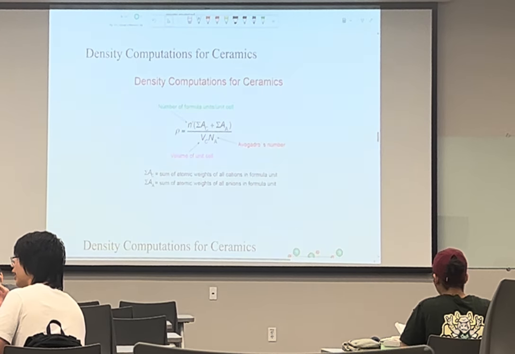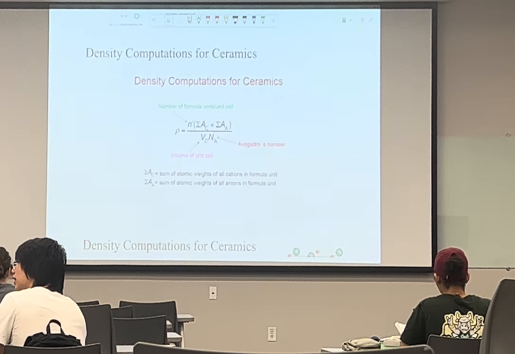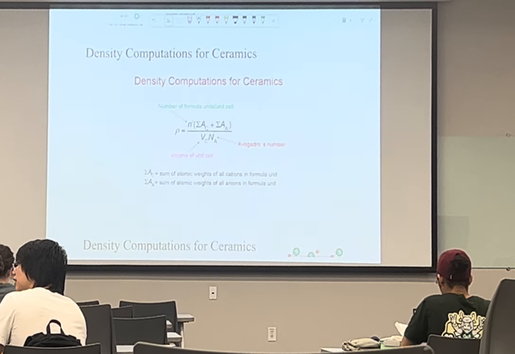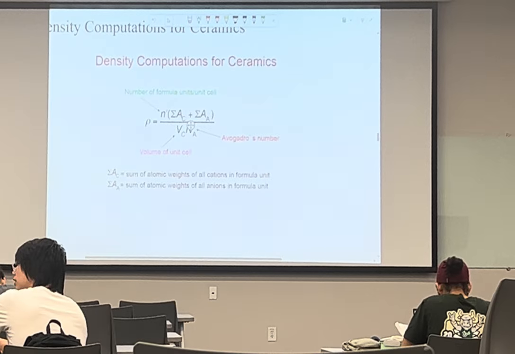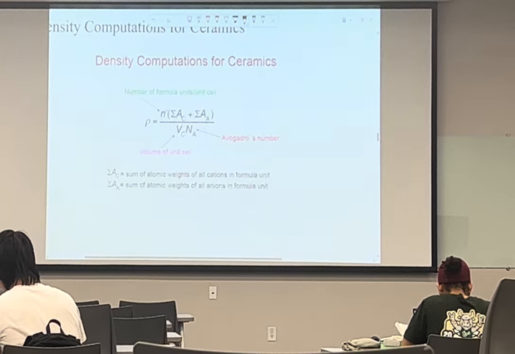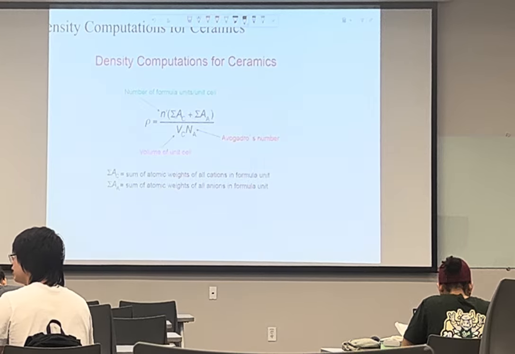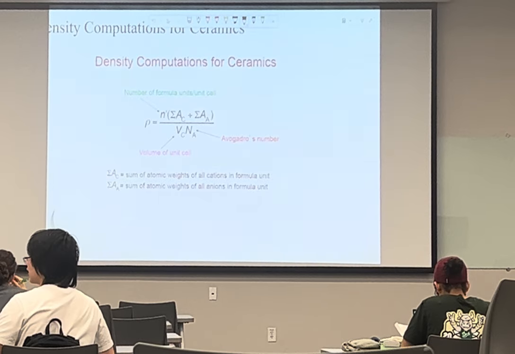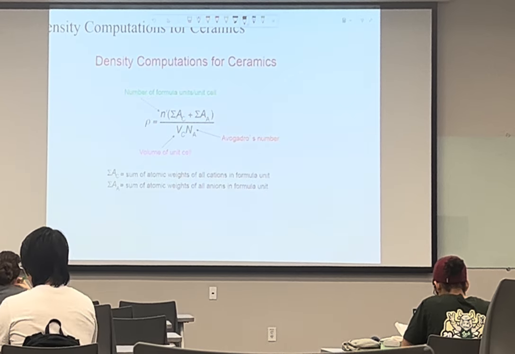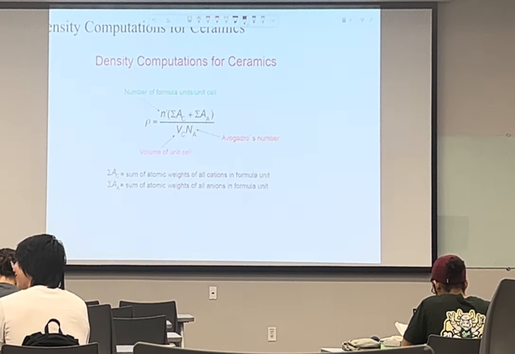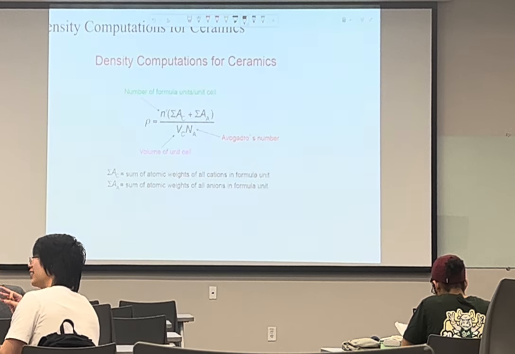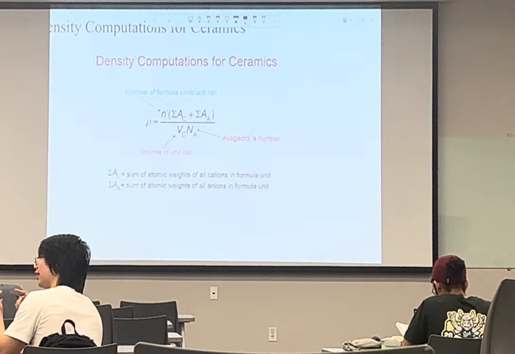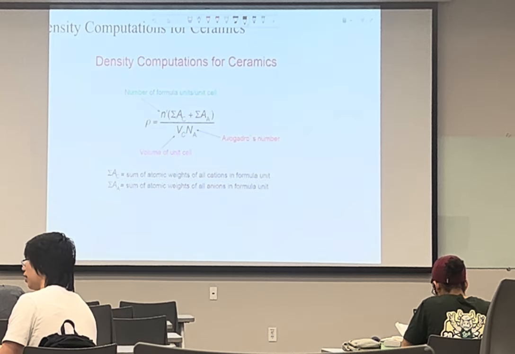The next thing is the density of ceramics. So how do we calculate the density of ceramics? Well, this is the formula we use, in which the terms in the parentheses are the sum of the atomic weights of all elements, all cations and all anions. And n prime is the number of formula units in a unit cell. I'll tell you what that means. Finally, we have Avogadro's number and the volume of the unit cell.